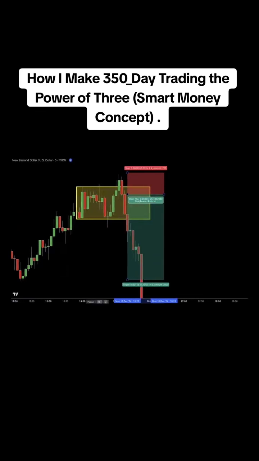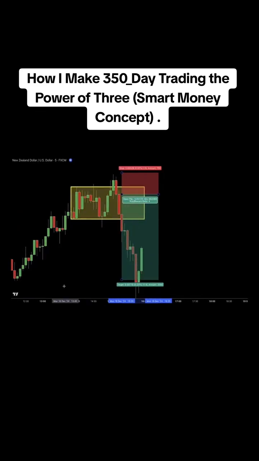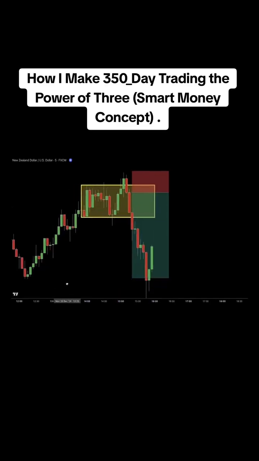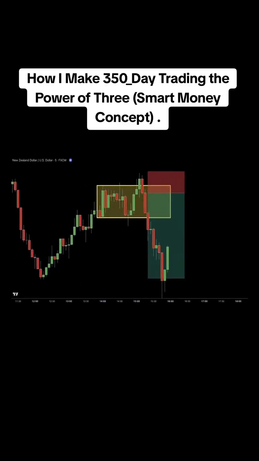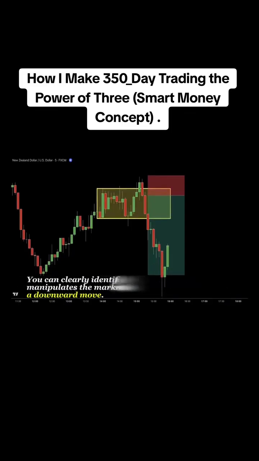Now, look at what happens next. The market moves down sharply. This downward move is the markdown phase, the final phase of the bearish power of 3. By understanding how to spot and trade the power of 3, you can clearly identify where smart money manipulates the market and positions for a downward move.